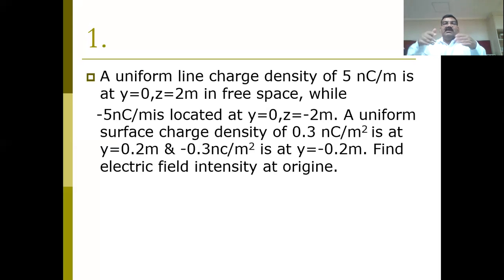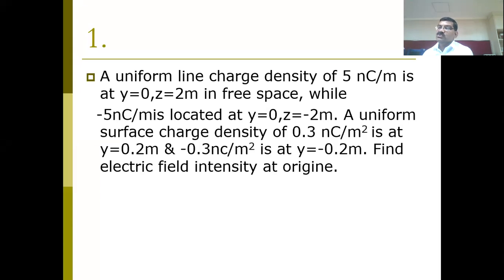So the diagram is clear. Along the z-axis, the line charge is there this way. Along the y-axis, the sheet charge is there. You have to find the electric field intensity at the origin. So very simple. Find the vector, the unit vector, and that's it.